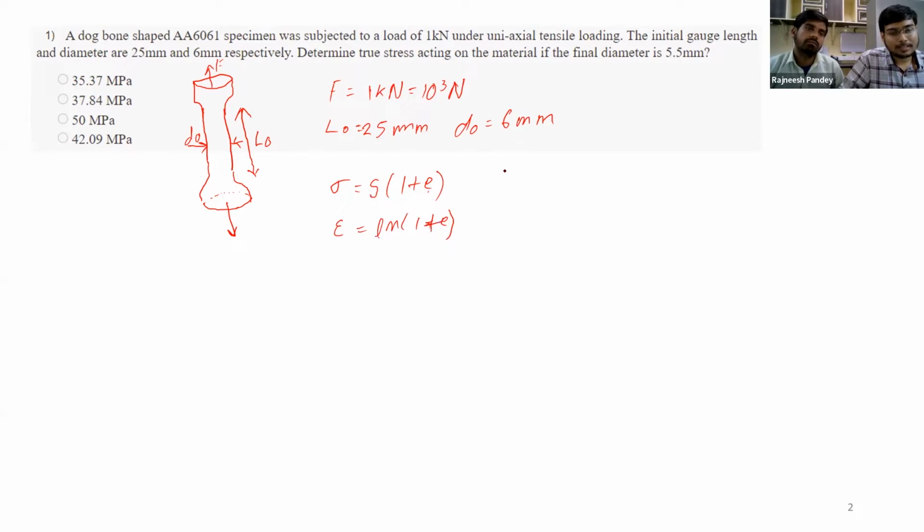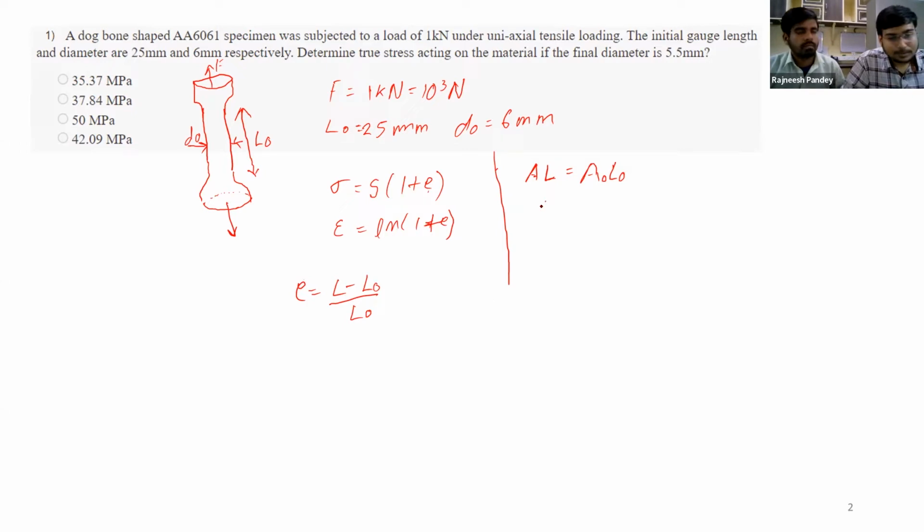Also, here we assume that the volume remains constant. If the volume remains constant, it means that at any instant the area A multiplied by length L will be constant, so it would be similar to the initial area multiplied by initial gauge length. Let me first write down the expression for engineering strain also. It is nothing but the change in length divided by original length. So from here we can get the value of L.